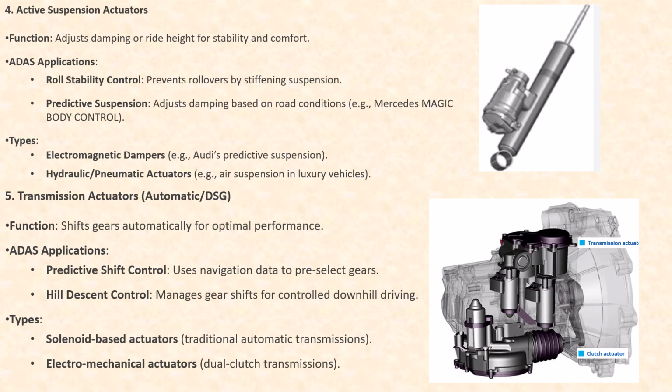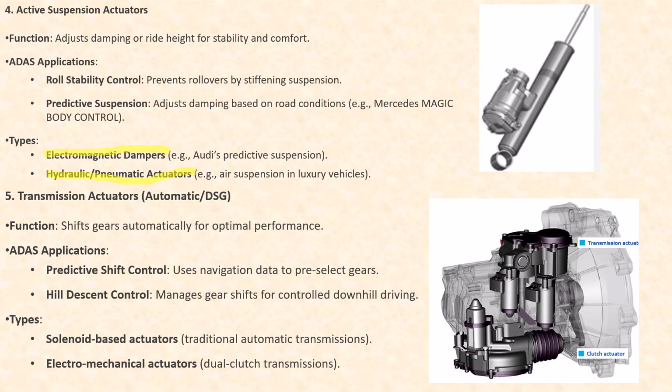And what are the various types of automotive active suspension actuators? One is the electromagnetic damper, and next is the hydraulic pneumatic actuator, that is, liquid based or air based suspension in luxury vehicles. Both the dampers are equally efficient. Depending upon the budget or the luxury level, the premium level of the vehicle, the dampers are selected.